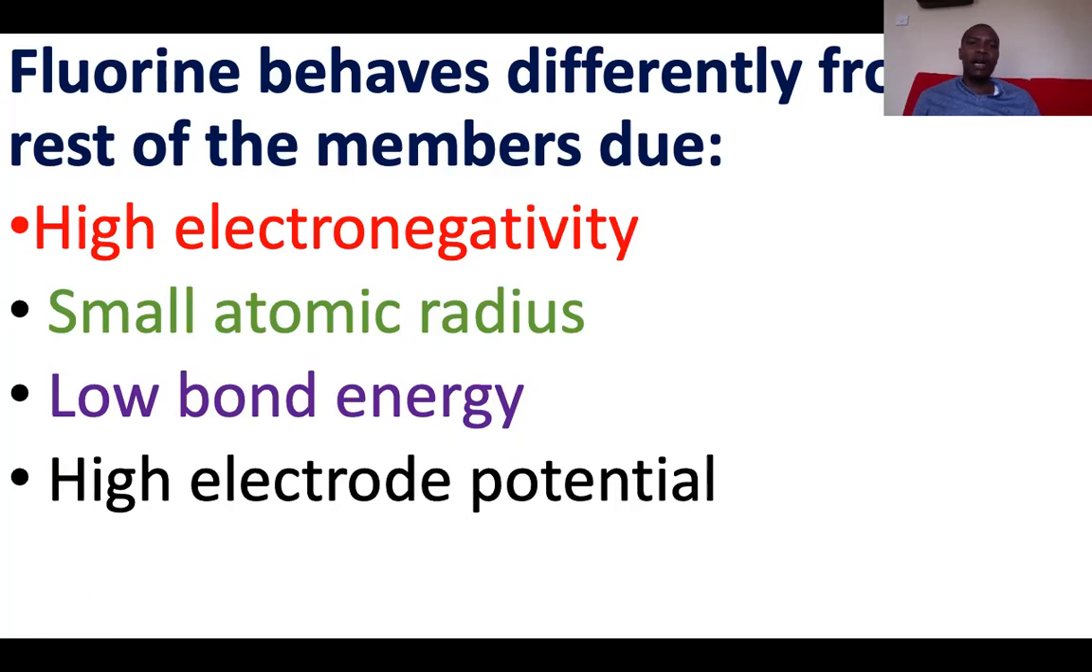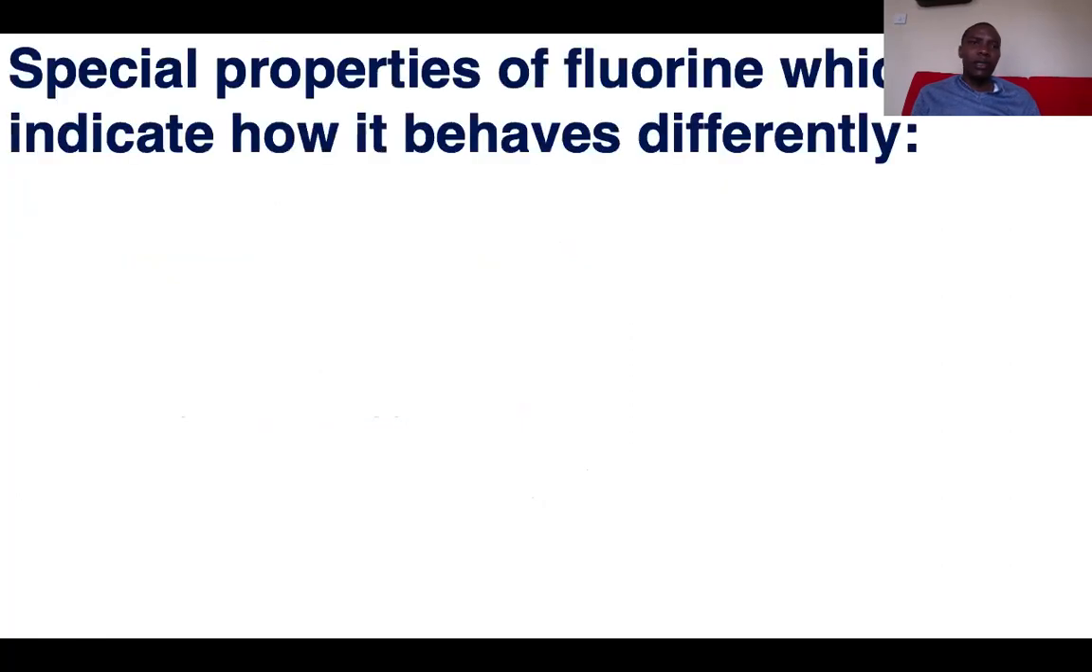The more positive you are, of course, the more oxidizing you are. So for it to behave differently is because its electrode potential is extremely high as compared to other members of group 7. Special properties of fluorine indicate how it behaves differently. So let's look at those few and we move.